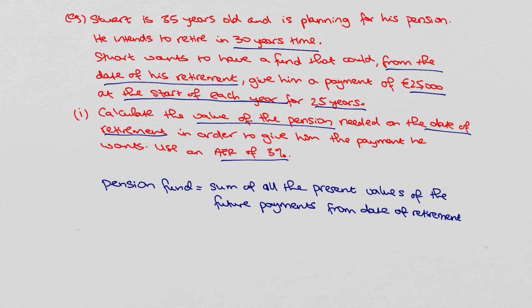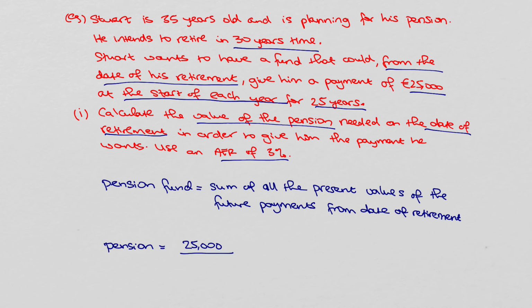Well, it basically means that our pension fund is the sum of all of the present values of the future payments from the date of retirement. So in other words, on the day he retires, what happens? Well, we can see that he wants a payment of $25,000 at the start of each year. So basically, if we're setting up our geometric sum, what that means then is that our pension must equal the present value of $25,000 on the date of retirement, where our interest rate is 3%.